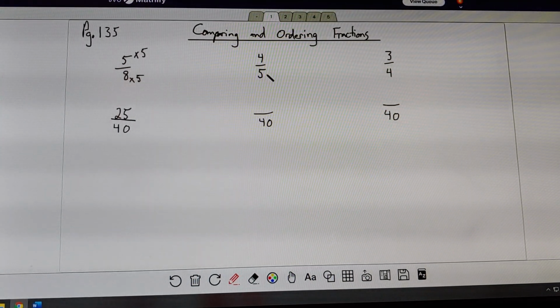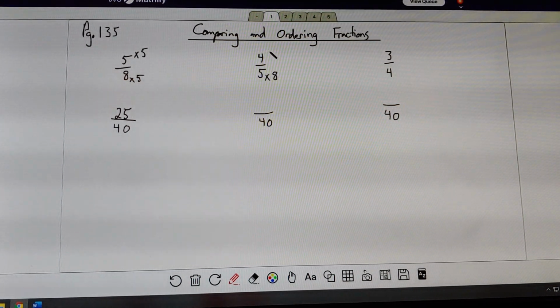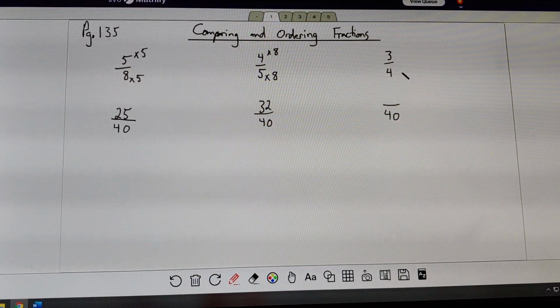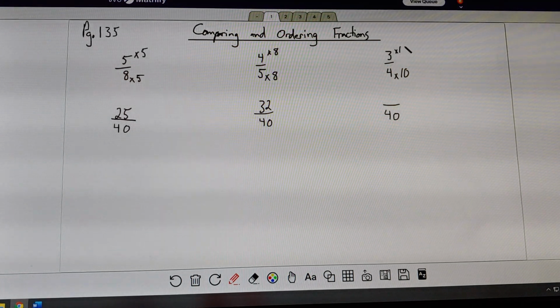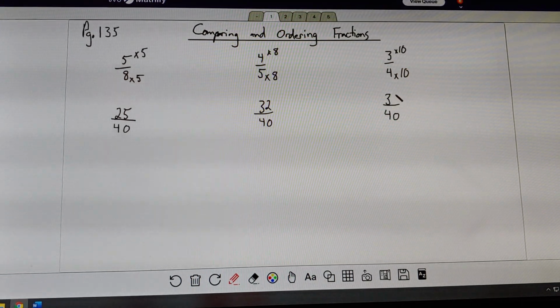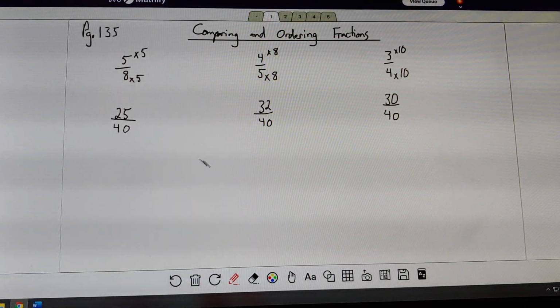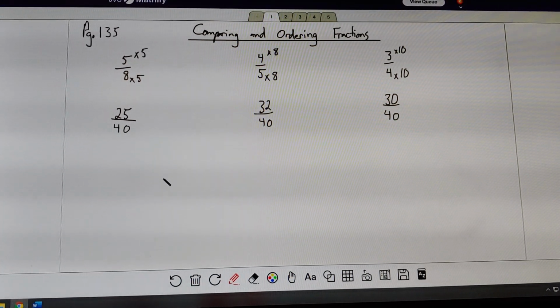Over the next one, what did I have to do to 5 to make it 40? Well, I did times 8, which means I have to do the same up top. 8 times 4 is 32. And then over here, what did I do to 4 to make it 40? Well, I multiplied by 10. So we're going to do the same thing up here. And that would give us 30 over 40. And then, for putting these in order, well, now that they all have common denominators, they're all fractions over 40, it's very easy to put them into order.